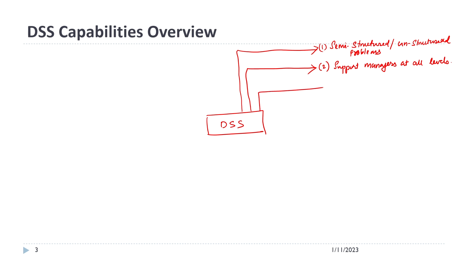Then the third one is support individual and group decisions. So, the DSS should allow an individual to make a decision, or a group should also be able to use the DSS to make a decision.